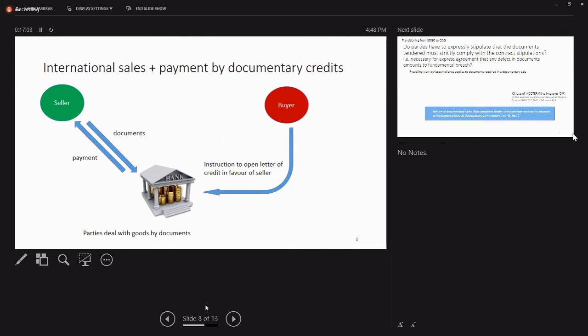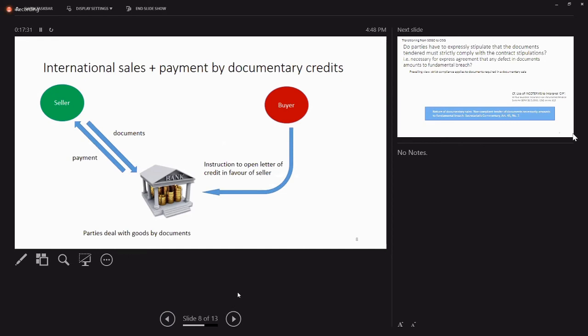Credit comes in, and here is where you have the buyer telling a bank to open a letter of credit in favor of the seller, and for the bank to accept the documents and give payment. This therefore gives international parties the assurance of payment because the bank is seen to be an honest broker. And once the documents are compliant, they will pay against the documents, right?